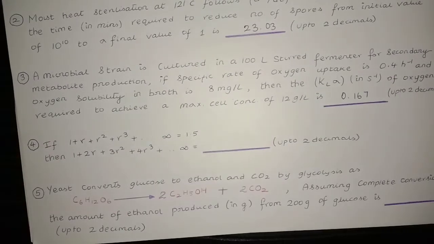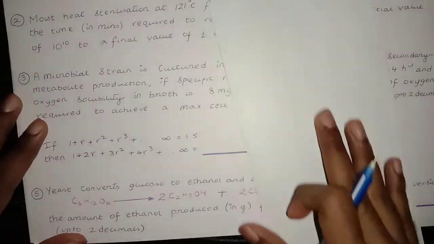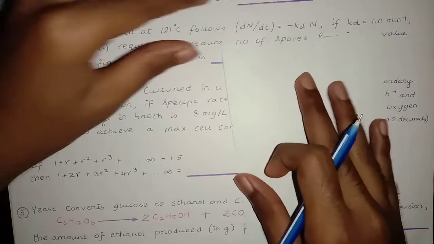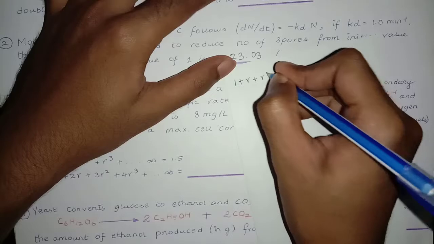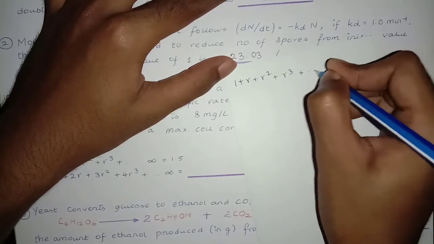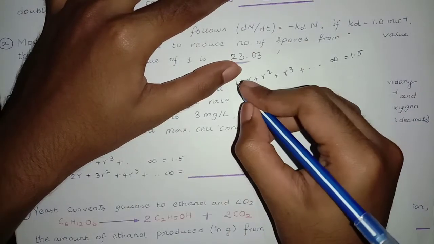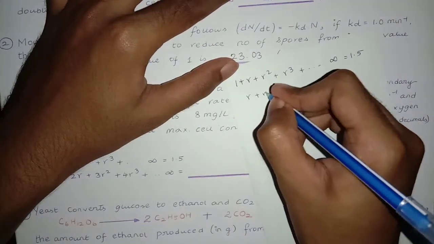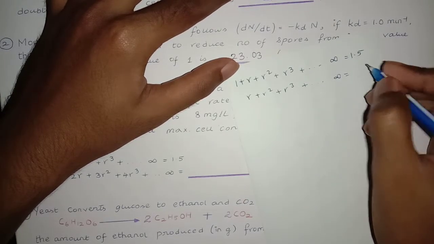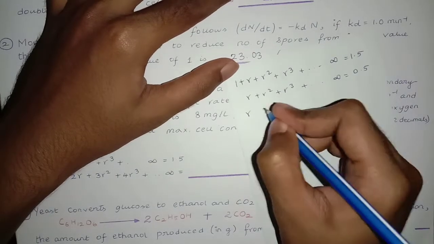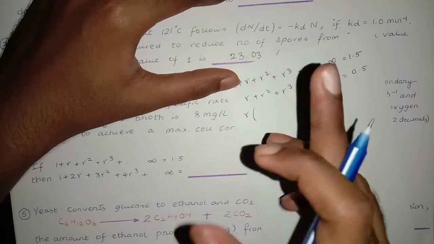So, okay, let's solve this here. Given is 1 plus r square plus r cube up to infinity is equal to 1.5, right? Let's take 1 to the other side. Therefore r plus r square plus r cube plus up to infinity is equal to 1.5 minus 1, that is 0.5. Let's take r common. Since it's a geometric series, it has a common ratio r.